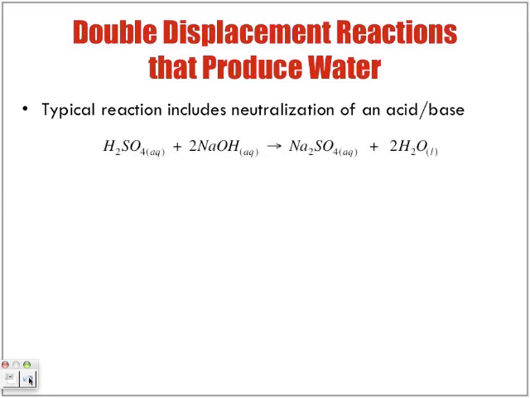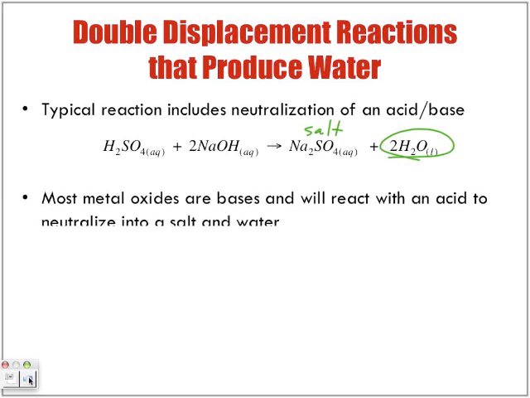So, sulfuric acid plus sodium hydroxide produces sodium sulfate, which is our salt, plus our water. Right? So that's one type of neutralization reaction. And then there are a few that don't look as obvious.